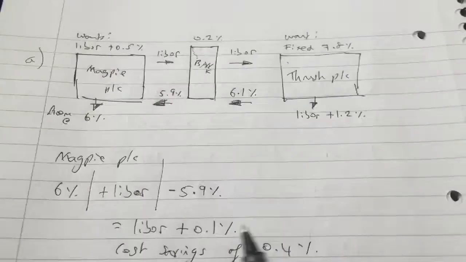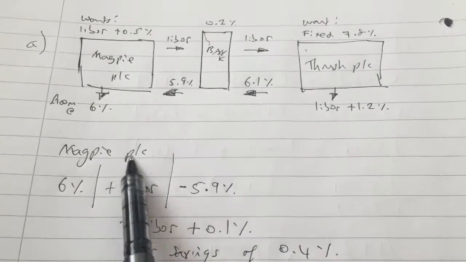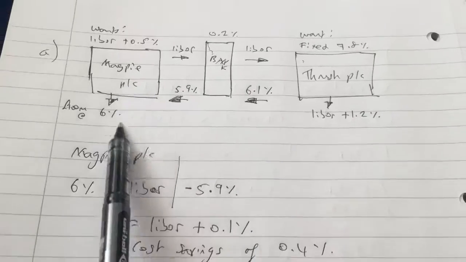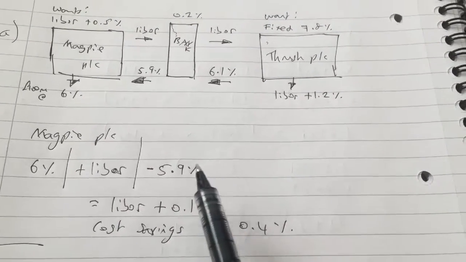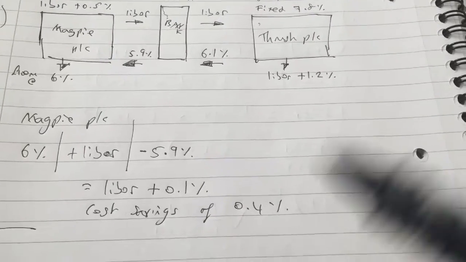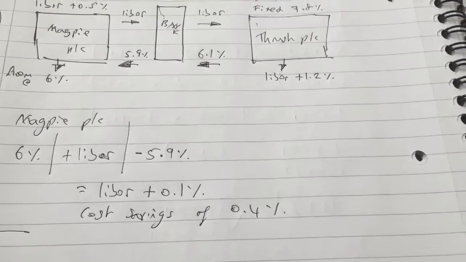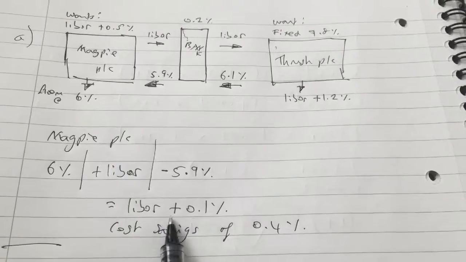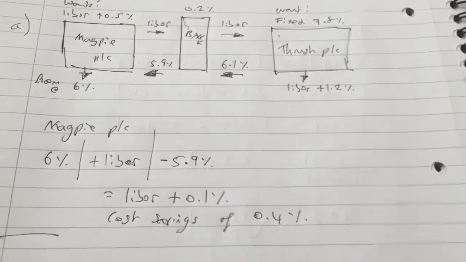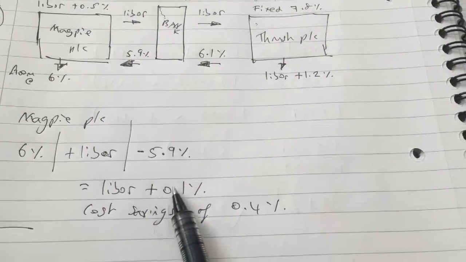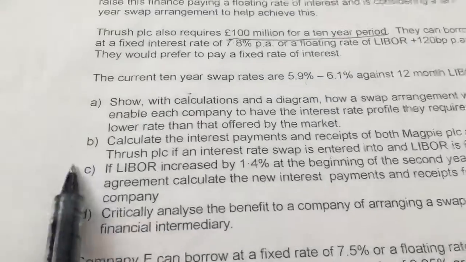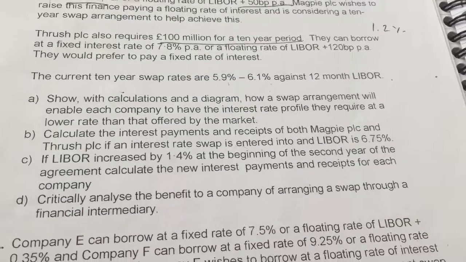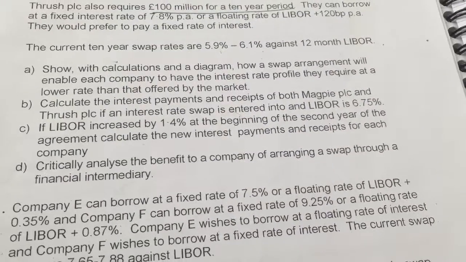But the company that is going to be affected is Magpie, because through this interest rate swap, Magpie at the end gets LIBOR plus 0.1%. So if LIBOR increases, for example in question C, by 2%, 1.75%, or it doesn't matter how much, Magpie is going to be the one that's affected. Their payments are going to have to increase because LIBOR increases. So let's do question C, adding 1.4% to the 6.75%, and see what happens.